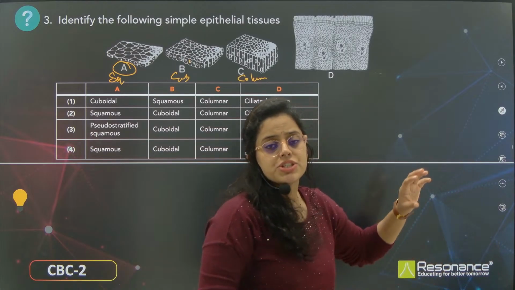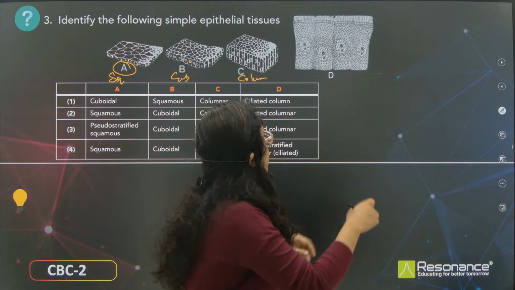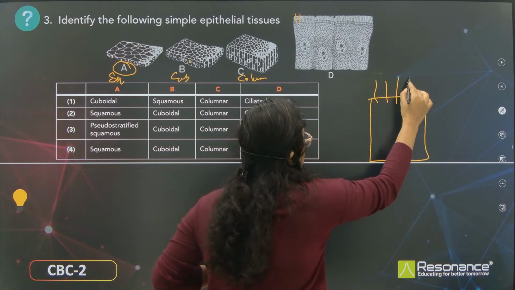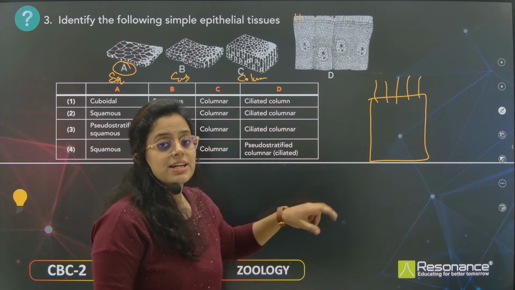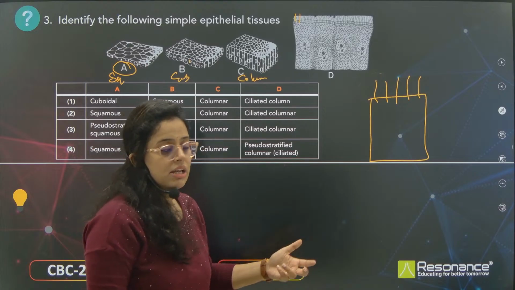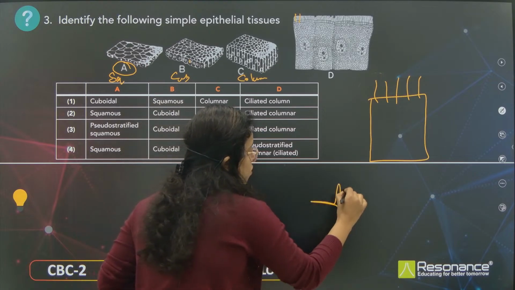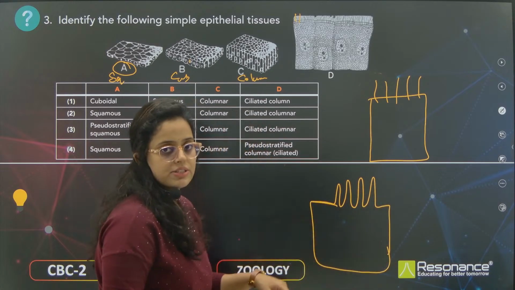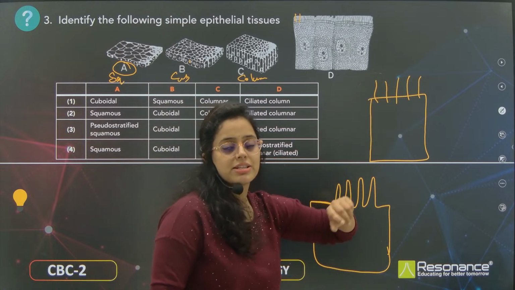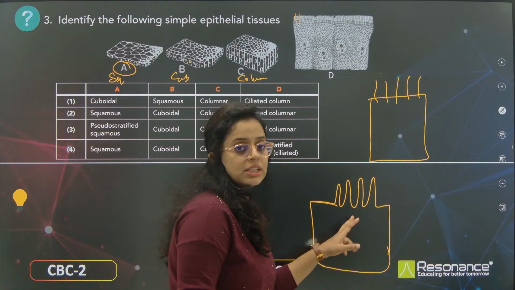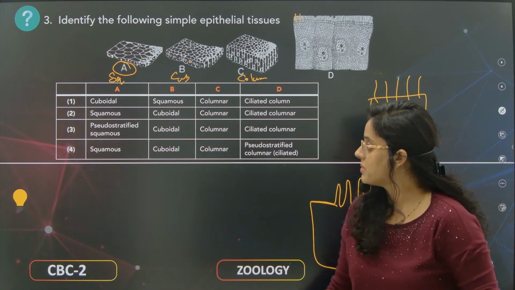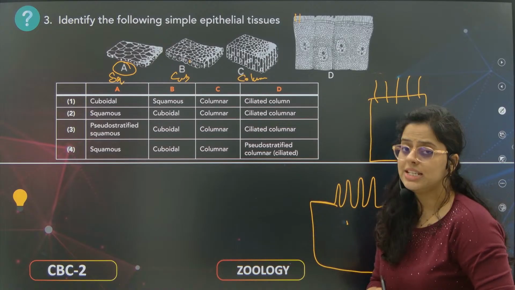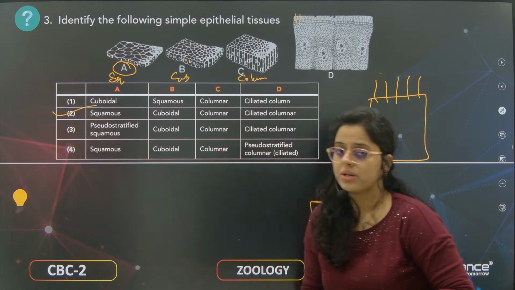Now if you see the D picture, they are tall cells, again columnar, but they have extensions. If you see the picture clearly, they have extensions coming out from the inside. These are cilia, not villi. If villi, then it is going to be protoplasmic extensions from the cytoplasm, like this. Here, hair-like projections are there. These are cilia, and this is brush border or microvilli. So answer is going to be first one squamous, 2nd cuboidal, 3rd columnar, and 4th ciliated. So here the answer is going to be the 2nd one.